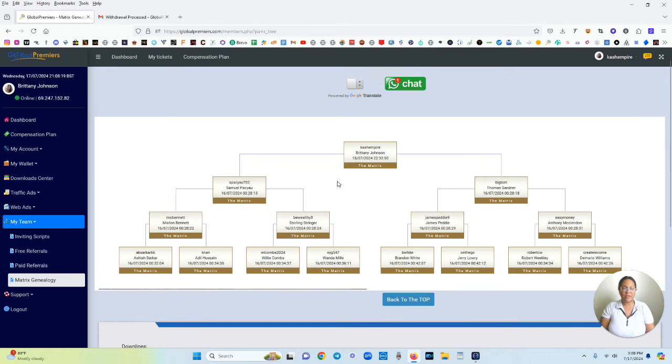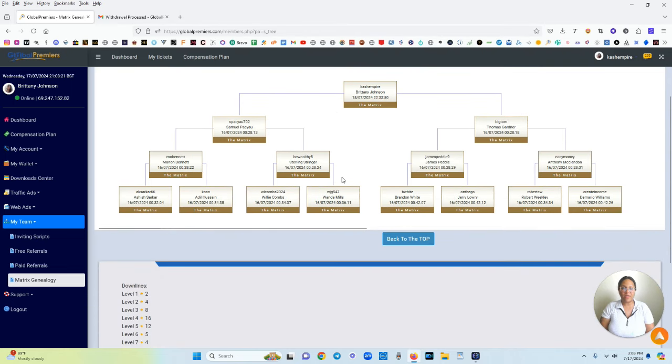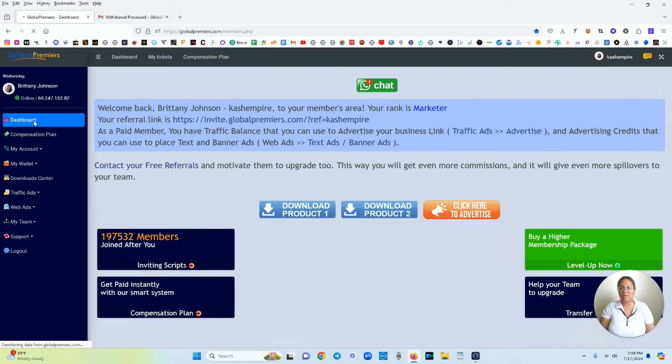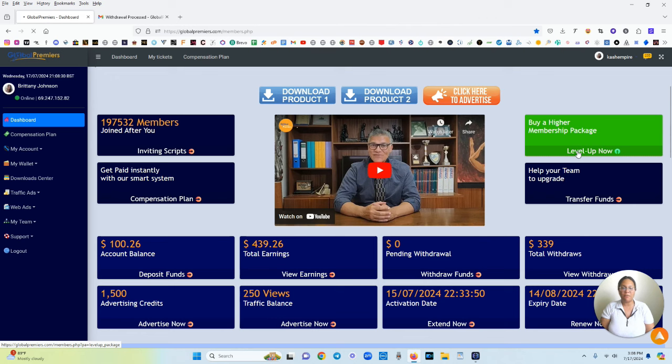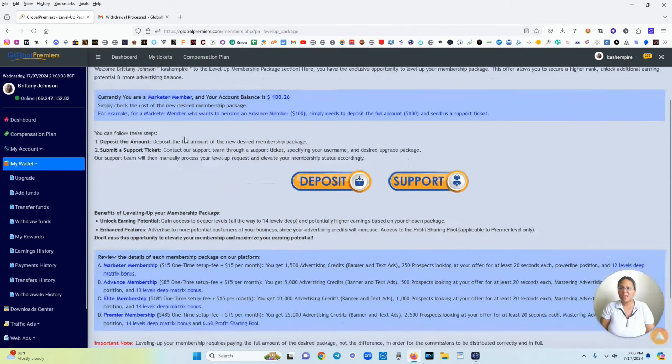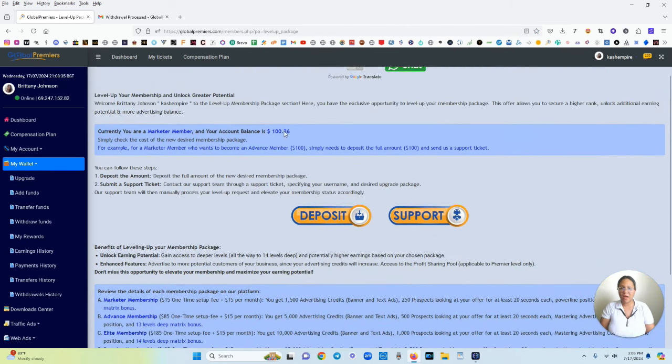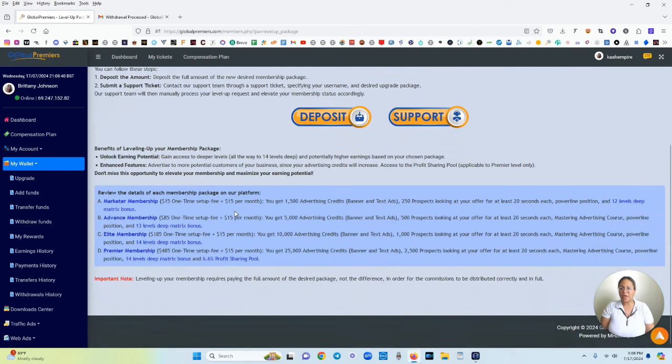So, these are the different people who are in the matrix. These are paid members. In order to get started as a paid member, you have to purchase a membership. So you would come over here to buy a higher package or buy a membership package, and then you would simply put some money into your account and then upgrade to that particular package. So these are the different membership packages down here. There's the marketer membership, which is the membership that I started with, the advanced membership, elite membership, and then the premier membership.